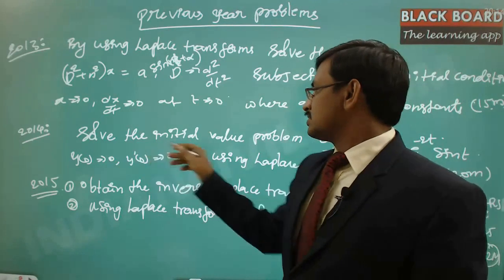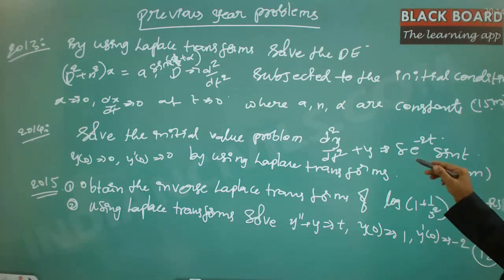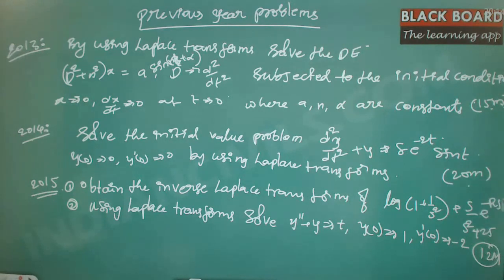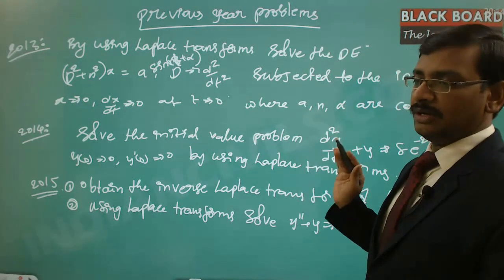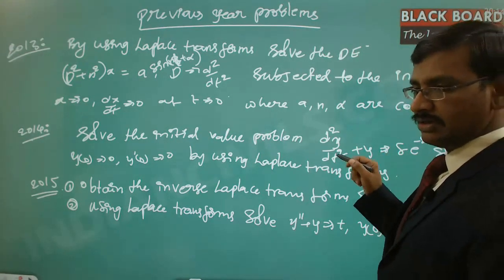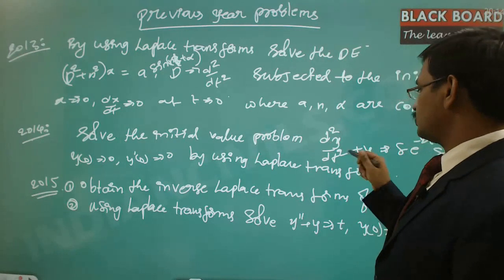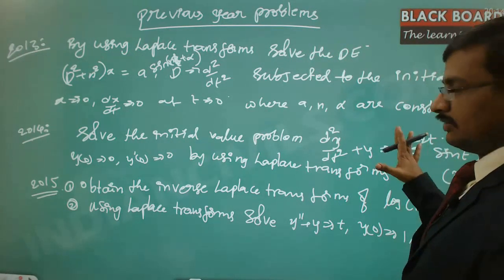And then actually solve the initial problem d square y by dt square plus y is equal to 8 e power minus 2t sin t. This is exactly the same thing. So this is again the application of the Laplace transform. Apply the Laplace transform on either side, what we solved yesterday or the day before yesterday, and then identify Y of s separately and then find out the L inverse value. That is the straightforward problem.